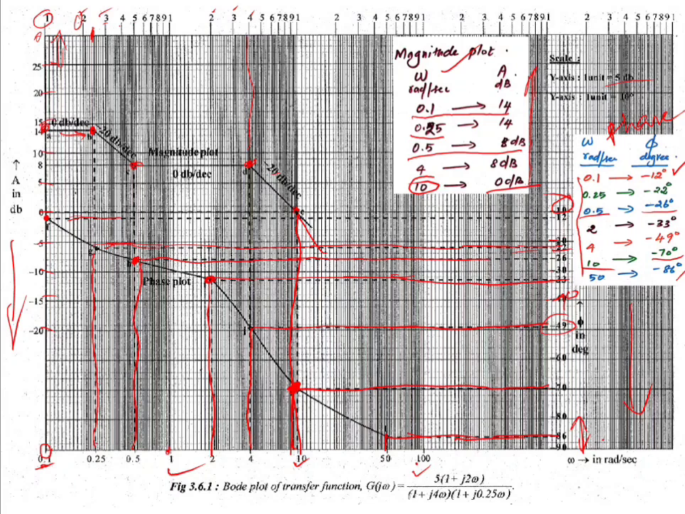So the problem asks us to find the magnitude and phase plot, and we have determined magnitude for different sets of frequencies and phase angle for different sets of frequencies, and we have plotted the same in a semilog graph.